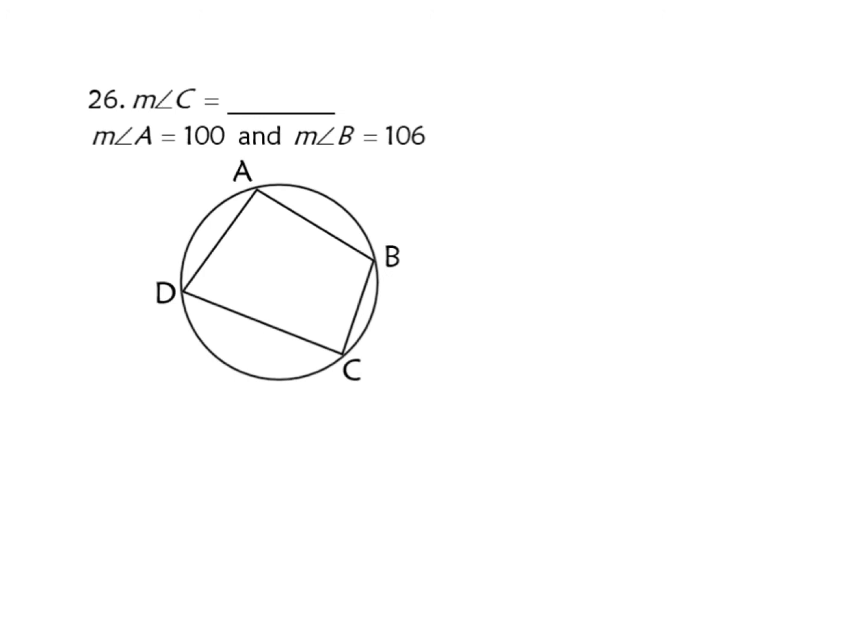Okay, number 26. So this is a cyclic quadrilateral. So what you have to remember is that opposite angles are supplementary. Okay, so we're given that A is 100, B is 106. I want to know what's angle C. So again, opposite angles are supplementary. Right, so 180 minus 100 leaves me with 80. So angle C there is 80 degrees.